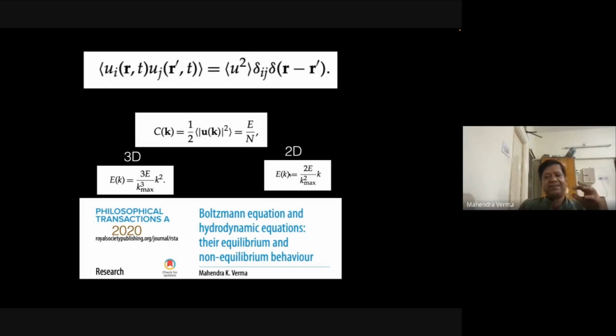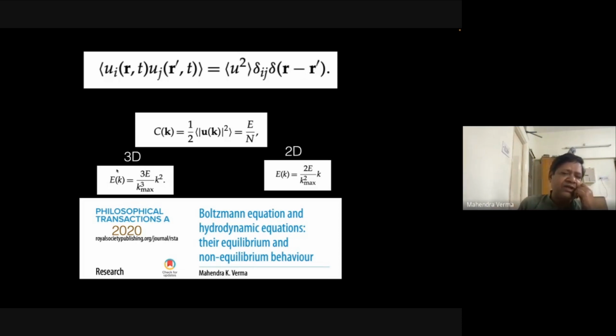Lee and Creighton did a more realistic calculation. This is not much of a problem. They introduced helicity and so on, and they got a formula which is more general than this. But for our talk, this will suffice. This is okay. So energy should be proportional to k squared.